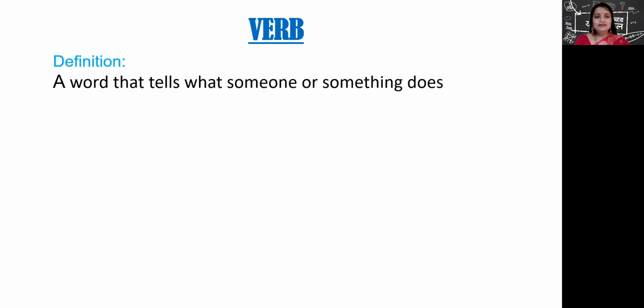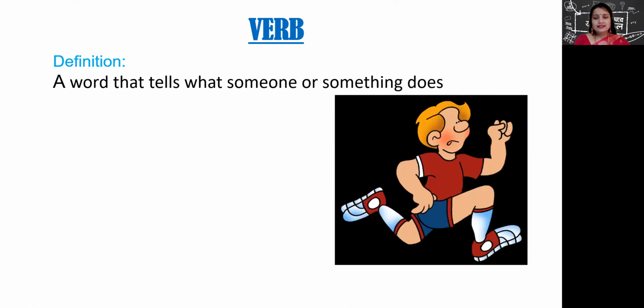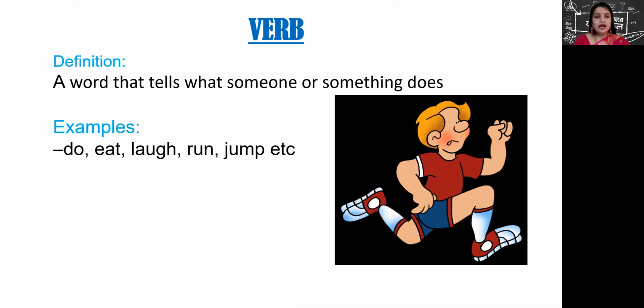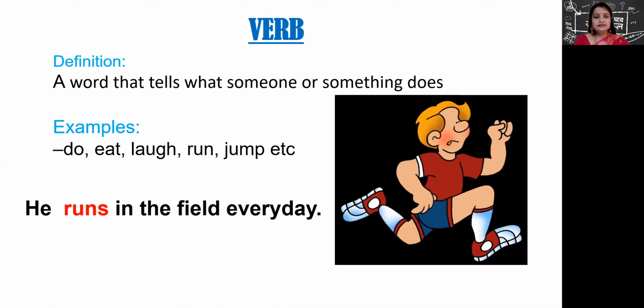And next one is verb. What is a verb? Do you know? Yes, a word that tells what someone or something does. Here is a boy and he is walking or running. Here are some examples of verb: do, eat, laugh, run, jump, etc. My dear students, here is a sentence: He runs in the field every day. Here, runs is a verb. Understand, my dear students?